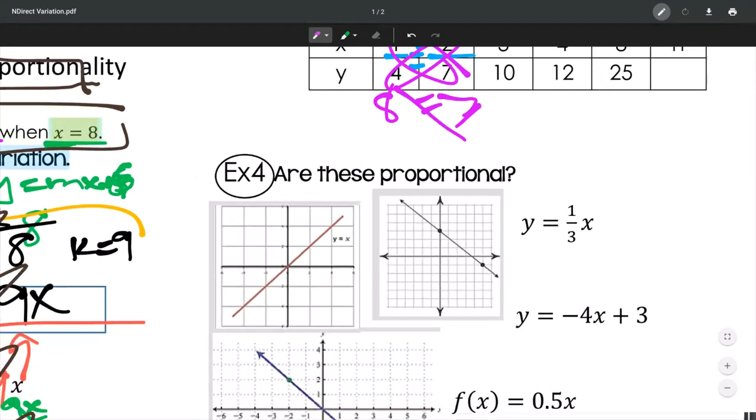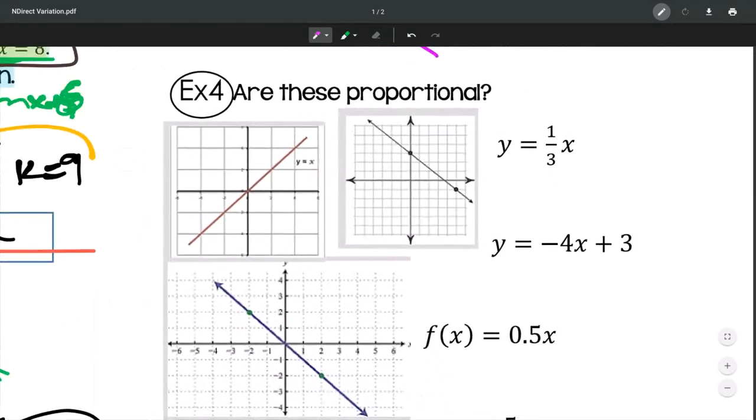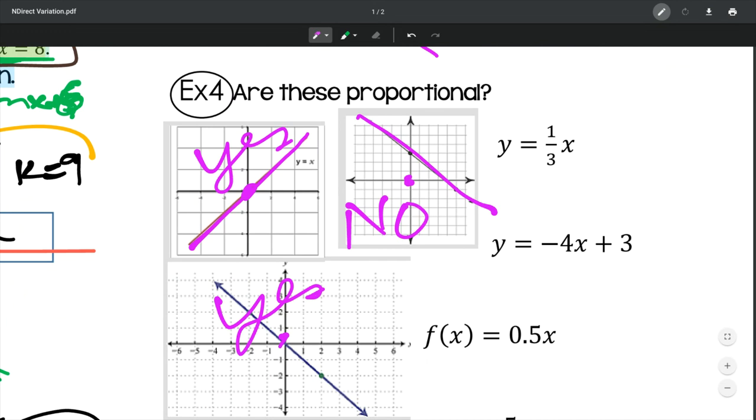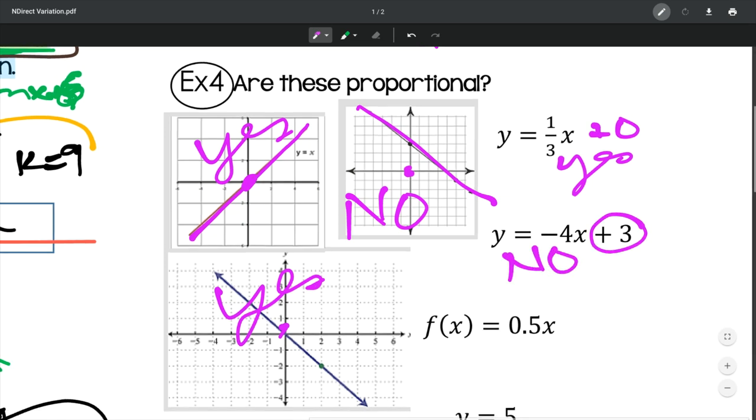Example 4, these are going to be very easy to compare if something's proportional or not. If your graph right here is going through the origin, then yes, it's proportional, and because it's already a line. This one, it's a line, but it does not go through the origin, sorry. So no, it's not proportional. This one, your y-intercept is 0, so yes, it's proportional. Your y-intercept for this one is 3, so it's not.